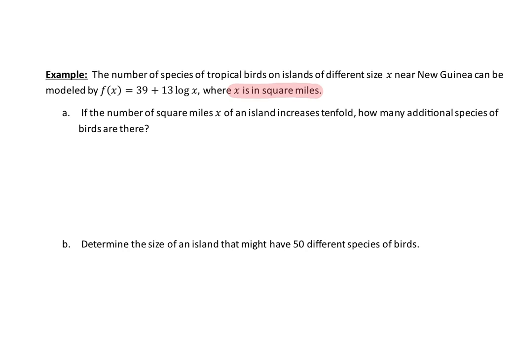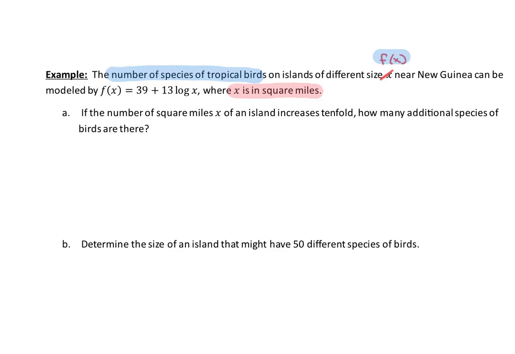We're going to say that I have a typo here. I was wondering why I was having a hard time understanding this problem. This is going to be f of x. Okay, so f of x is our number of bird species. Okay, part A, let's see what we can do here.